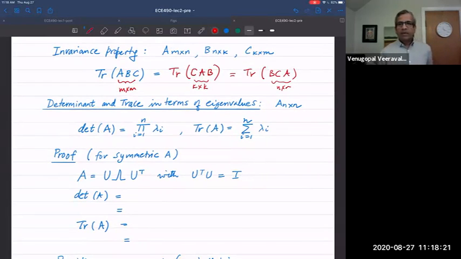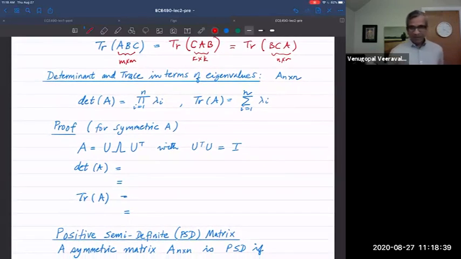The other thing about traces and determinants is that I can write the trace and determinant in terms of the eigenvalues of the matrix. Actually, this holds even for non-symmetric matrices, but for symmetric matrices, it's much easier to prove. If you want to see the more general result, you could search on Wikipedia or some place like that. Well, let's look at it for the special case of a symmetric matrix.